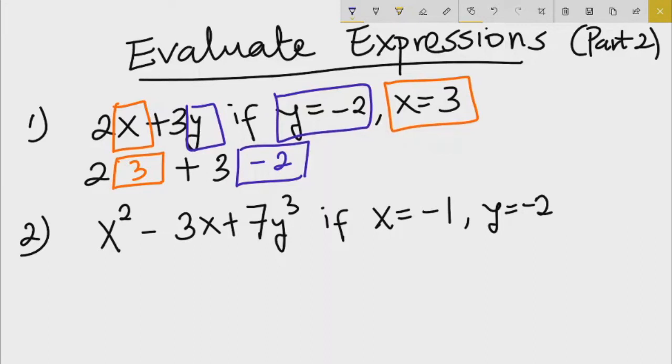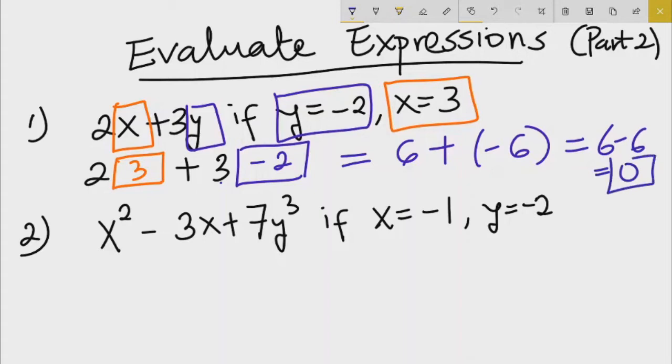If you simplify this, you are going to end up getting 2 multiplied by 3, which is 6, plus 3 multiplied by -2, which is -6. So in that case, you get 6 minus 6, which is 0. So the value of the expression in this case is 0.